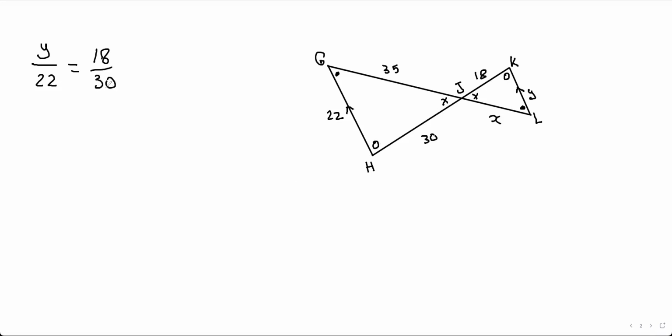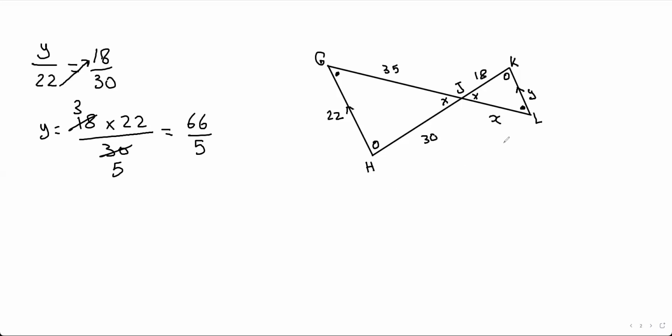And we could see right away now, we could solve for y by just cross multiplying that into here. So we have y equals 18 times 22 over 30. Now I'm going to reduce. 6 goes into 30 5 times, goes into 18 3 times, so that is 66 over 5, and I'm just going to leave it like this. You're more than welcome to go and find out what the decimal answer is using your calculator.